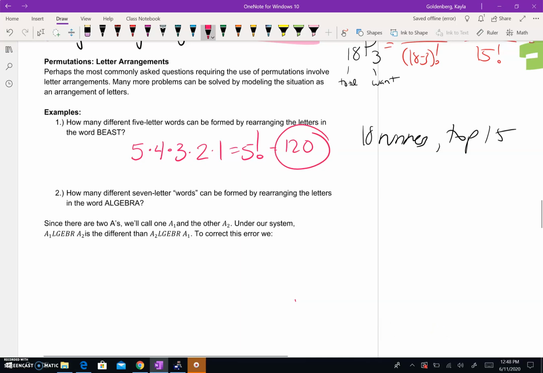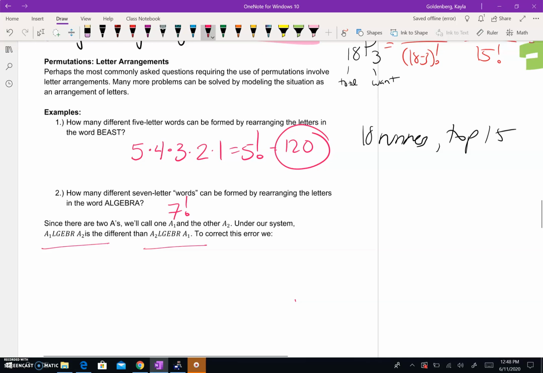Second one: how many different 7-letter words can be formed by rearranging the letters in algebra? So you might think that 1, 2, 3, 4, 5, 6, 7, that you would do 7 factorial. However, since there are 2 A's in algebra, we call one A1 and the other A2. Under our system, this word and this word are considered 2 different words, even though it's really the same thing.